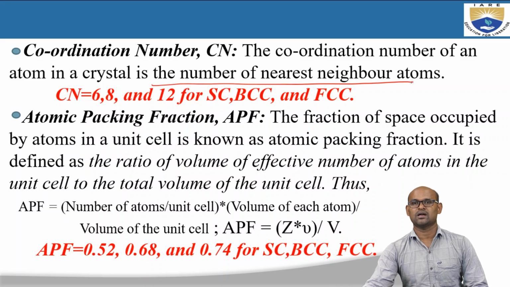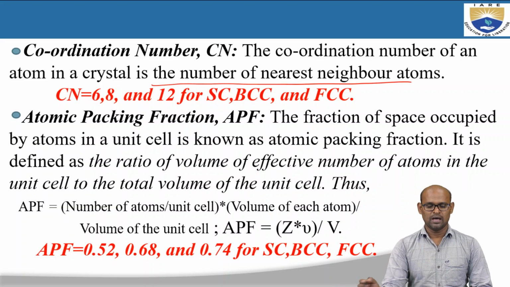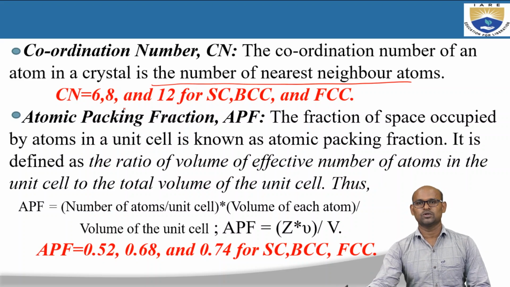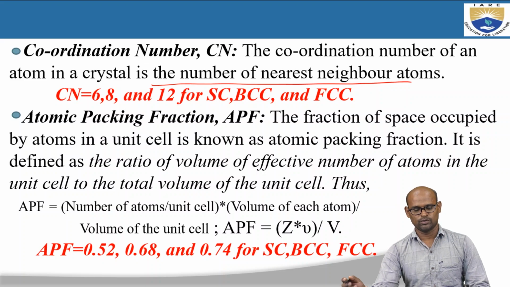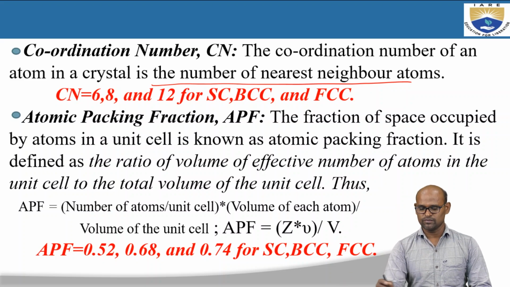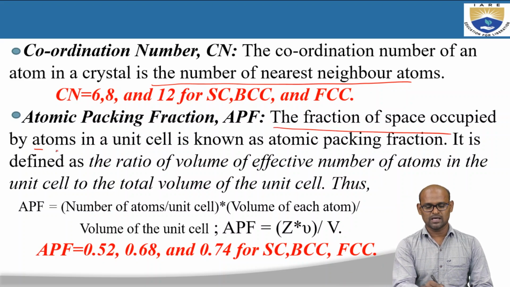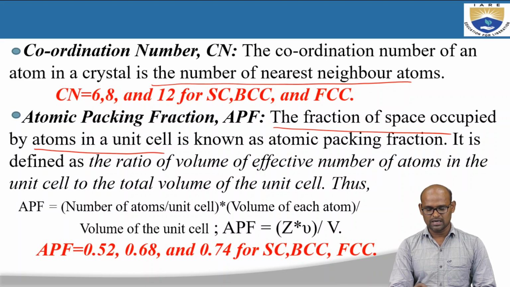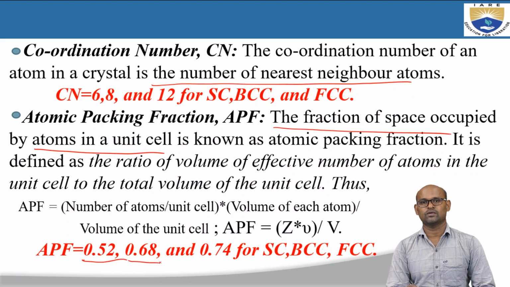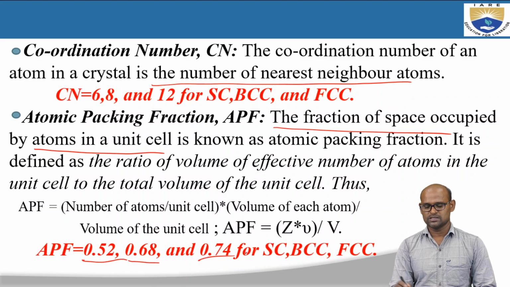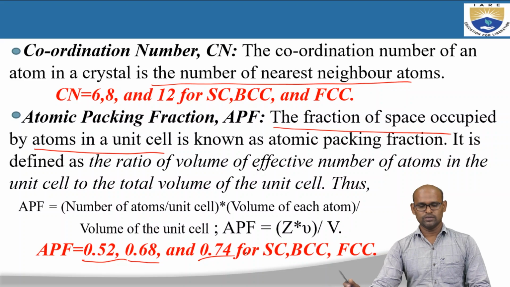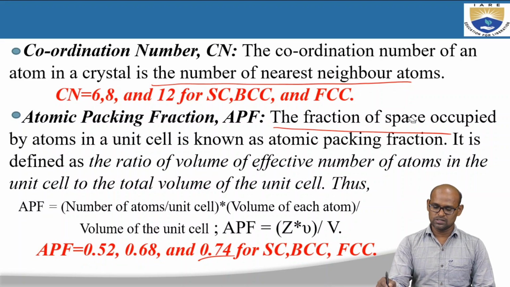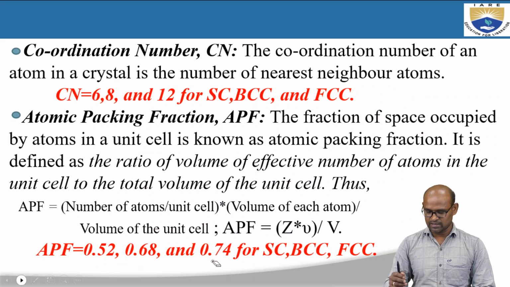The number of nearest neighbor atoms is called the coordination number, and this is 6, 8, 12 for simple cubic, body centered cubic, and face centered cubic atoms. And atomic packing fraction is the fraction of space occupied by atoms in a unit cell. Atomic packing fraction is 0.52 for simple cubic, 0.68 for body centered cubic, and 0.74 for face centered cubic unit cell. So this is coordination number and atomic packing fraction.